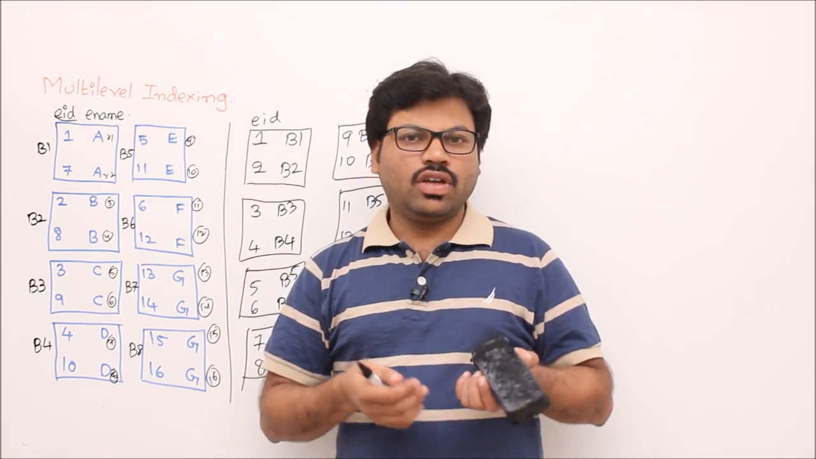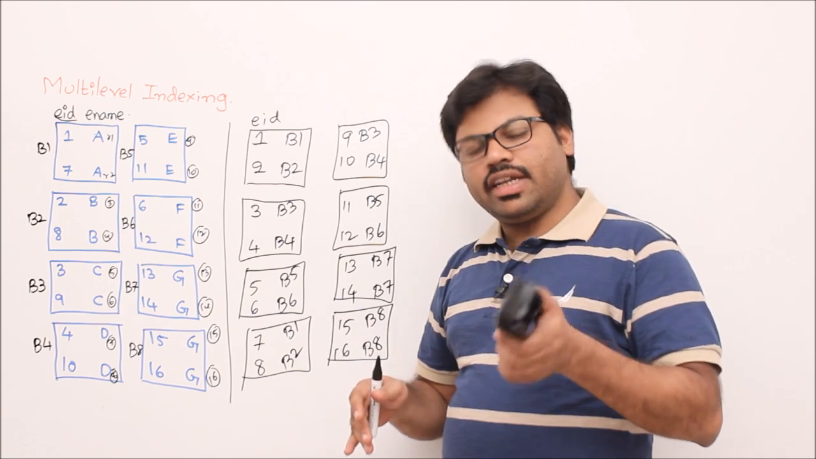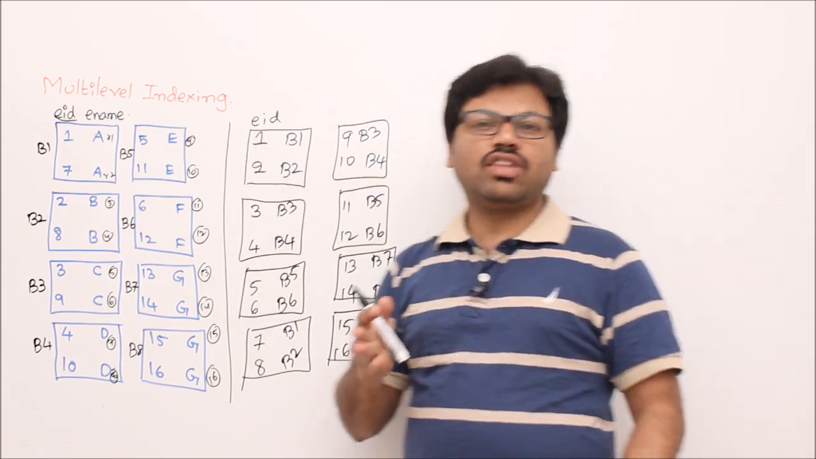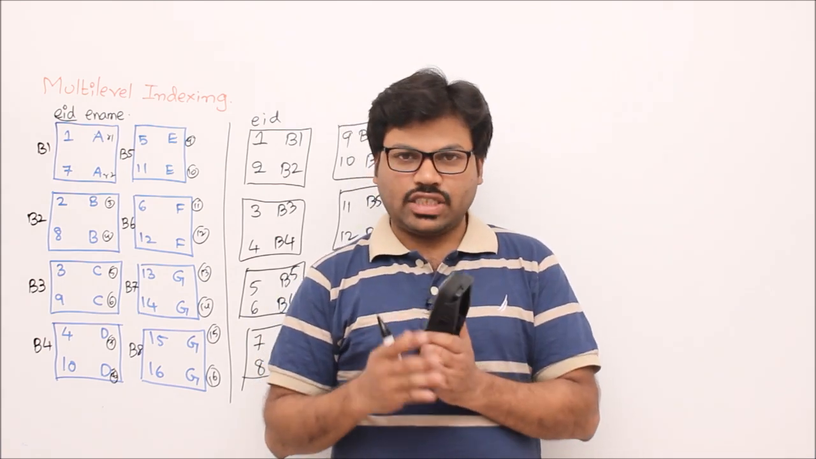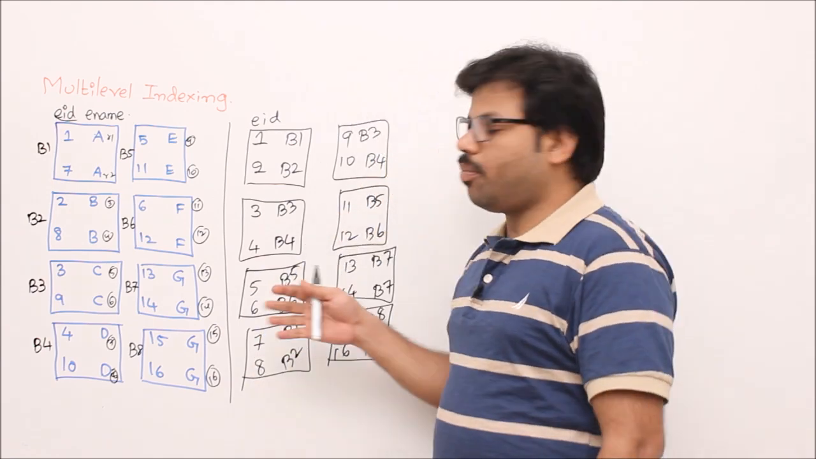Then what to do? To reduce this index size further, we create an index on index. That is the concept of multi-level indexing. We create an index on index, again an index on index, and so on until you are satisfied. Otherwise, your index size is very small. That is the concept. We'll try to apply it.